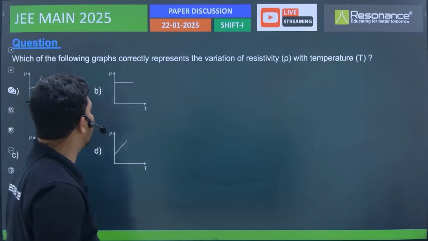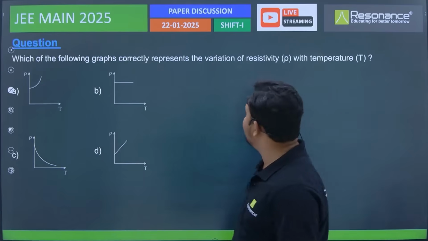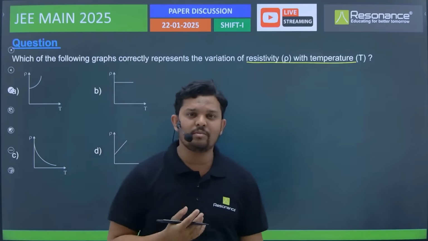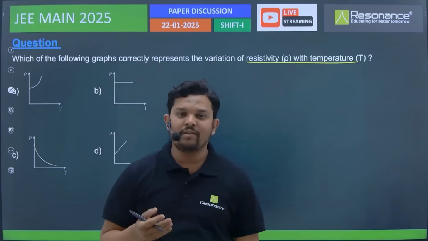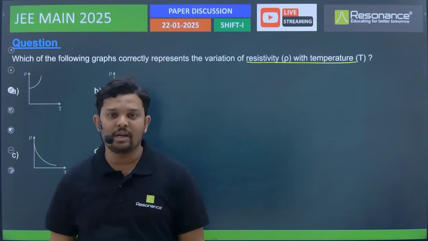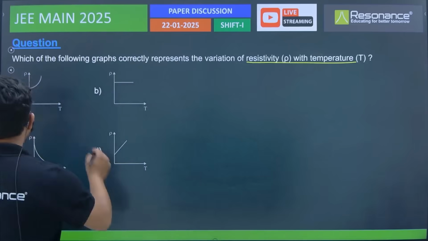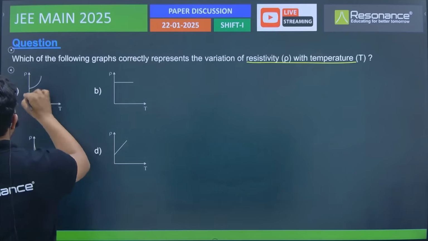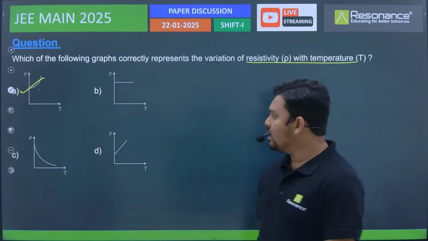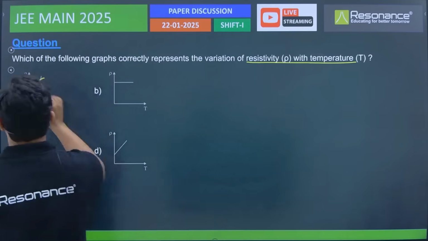Which of the following graphs correctly represents the variation of resistivity with temperature? In this case, he has given resistivity with temperature, but as I already said, this is a memory based question. He did not conclude whether he is asking for the conductor, the insulator or the semiconductor. However, I'll give you the answer for the conductor: the answer is going to be the first option. If you are talking about the semiconductors, then it is going to be the third option. Therefore, the final answer for this case is the first option. Let's go for the next question.